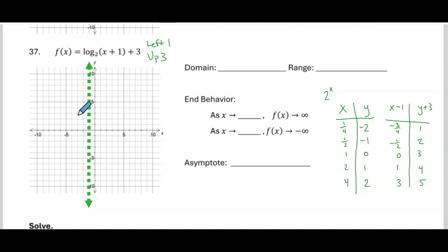Okay, coordinates: negative 3/4, so a little before the line, and positive 1. Negative 1/2 and positive 2. 0 and 3. 1 and 4. 3 and 5. And we get our curve up and away.